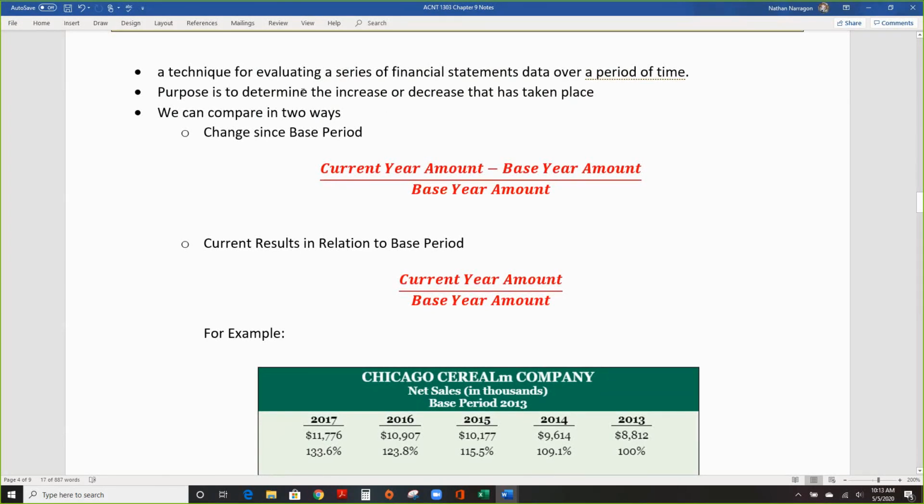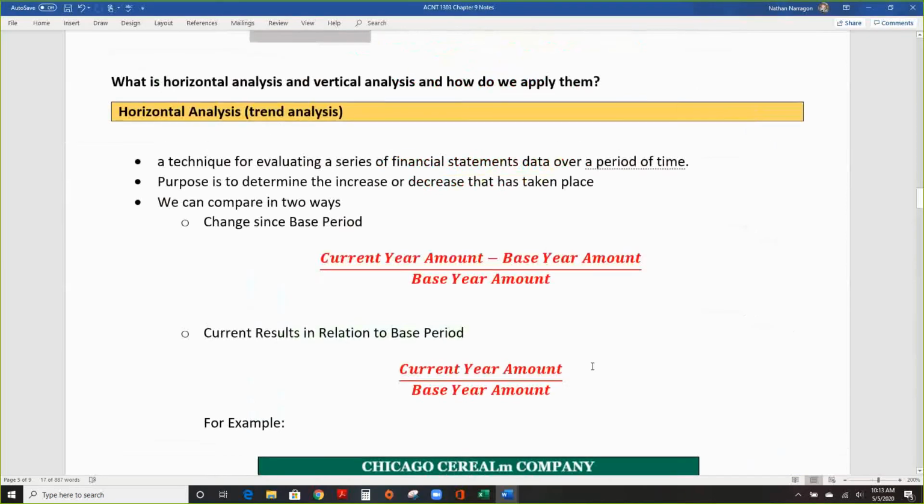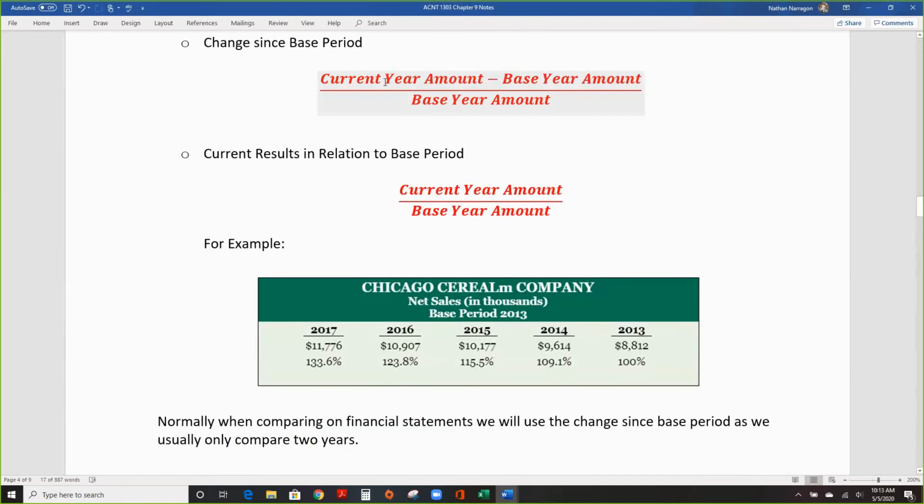Its purpose is to determine the increase or decrease that has taken place. And we compare it in two ways. Change since base period, so whichever year we want to start with, we'll take the current year amount. Basically they're starting with 2013. I'll go through the examples, but I just want to go over the formula first. You take the current year amount minus base year amount, divided by the base year.